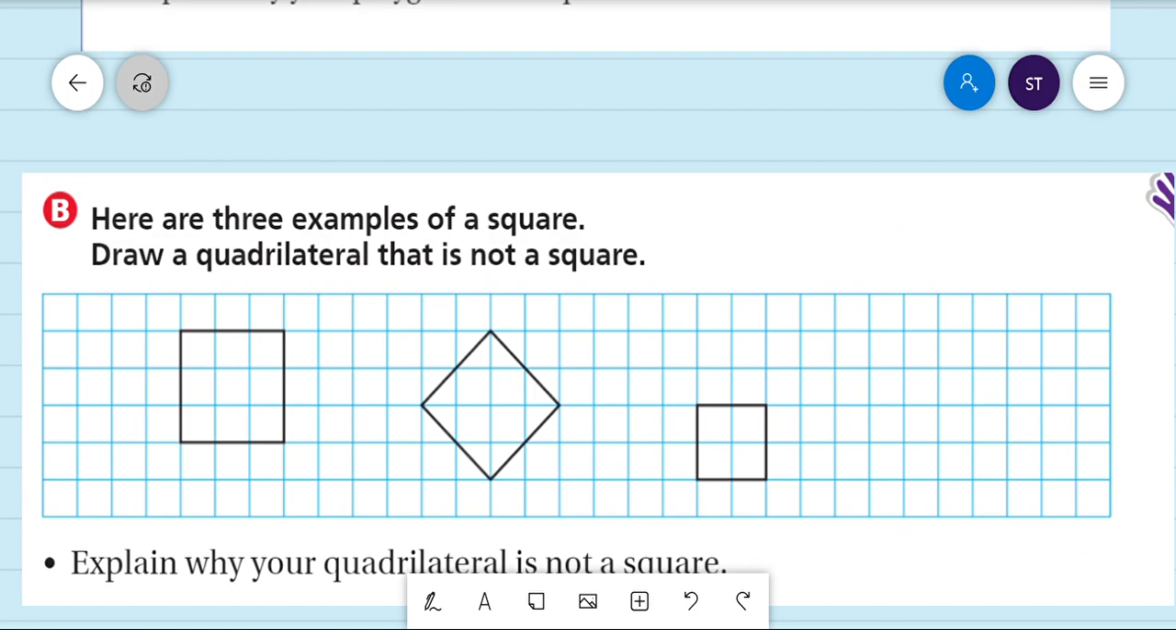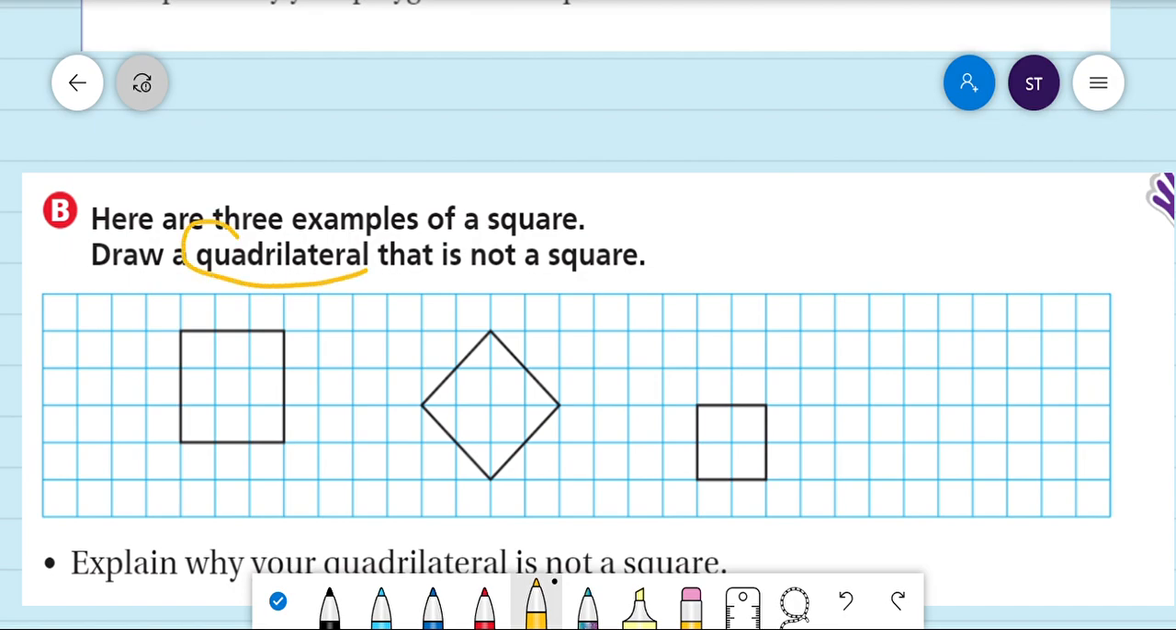Here it says we have three examples of a square. Draw a quadrilateral that is not a square. So the shape that we draw has to be a quadrilateral, but it cannot be a square. Now, before I begin, I must think of what attributes make a square a square. Why is a square considered a square? In order for a shape to be classified as a square, I know that it must have four sides of equal length. I also know that it has to have opposite sides that are parallel, which means that they will never touch. A square must also have four right angles.